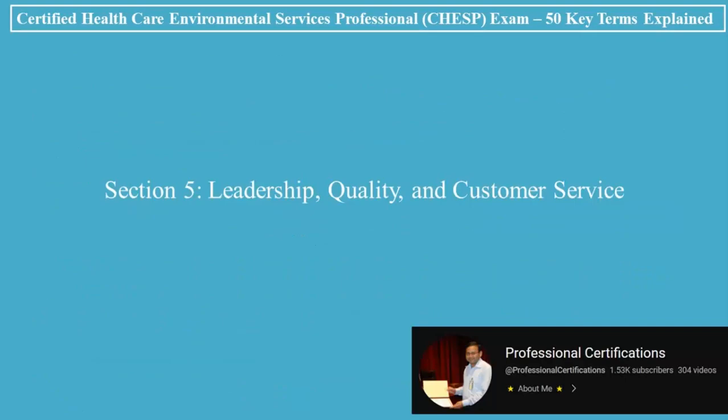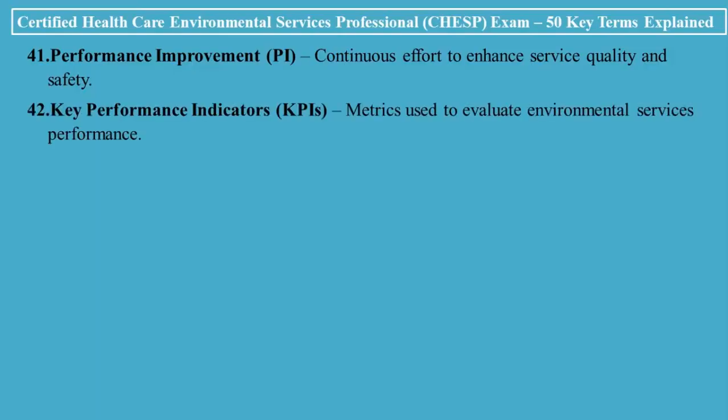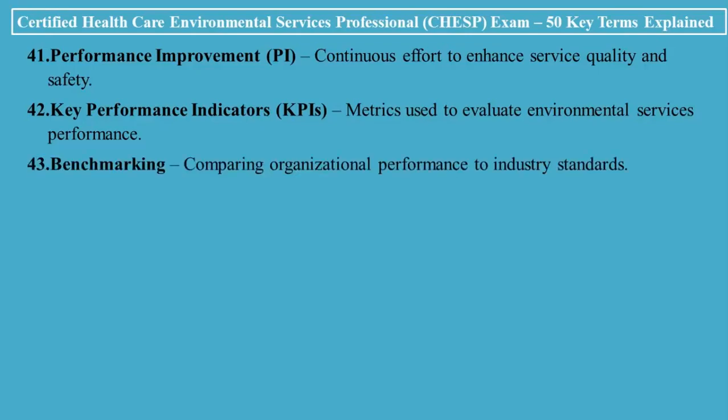Section 5. Leadership, quality, and customer service. 41. Performance improvement, PI: continuous effort to enhance service quality and safety. 42. Key performance indicators, KPIs: metrics used to evaluate environmental services performance. 43. Benchmarking: comparing organizational performance to industry standards.